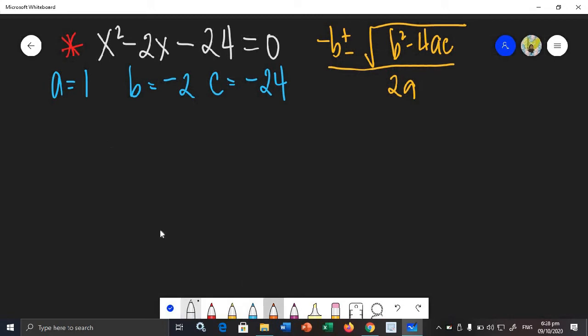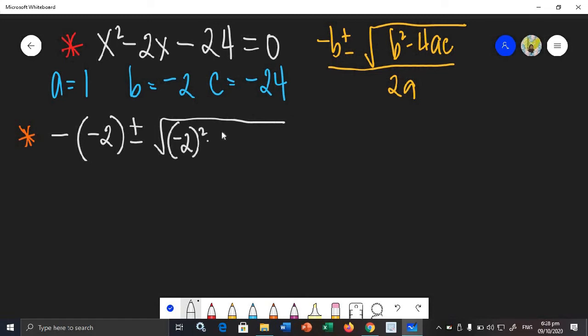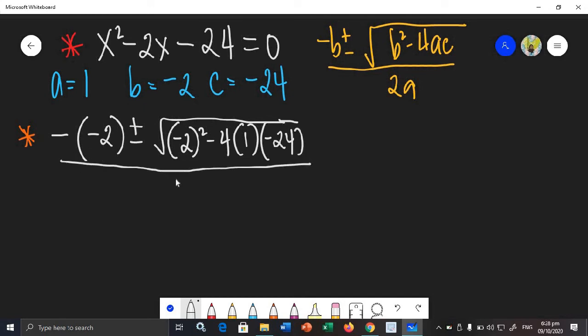Ulit-ulit po, pero we need to remember this formula. Okay, so I'm just going to substitute everything to the quadratic formula. So negative, yan. Sundan na lang po, no? Paulit-ulit lang naman to. Minus 4, quantity 1, negative 24, all over 2a.